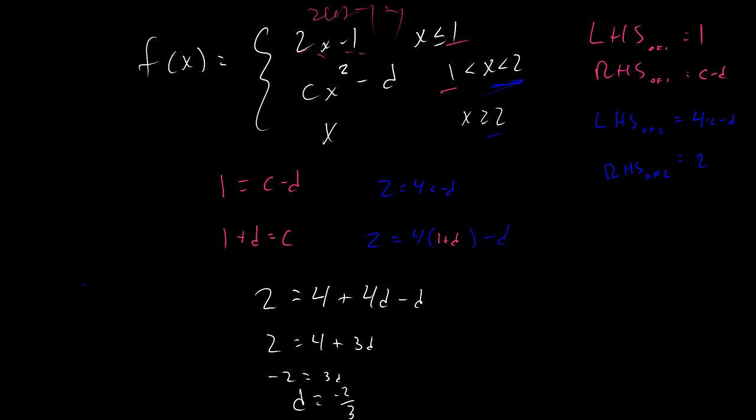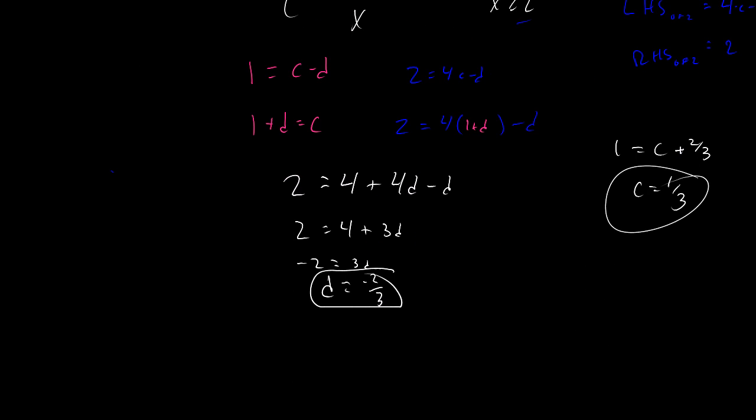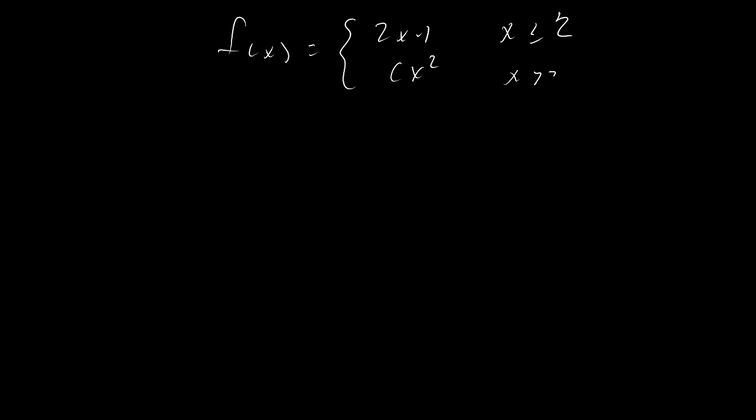And of course, the last thing I do is plug back in. So I have 1 is equal to c plus 2/3, so c is going to be 1/3. So I have found my two values that will make that equation true. Now what I want you to do is move on to the next one and see if you can solve it. We have f of x is equal to 2x minus 1 for x less than or equal to 2, and cx squared when x is greater than 2. So pause my video, see if you can solve this one, and we'll go on from there.